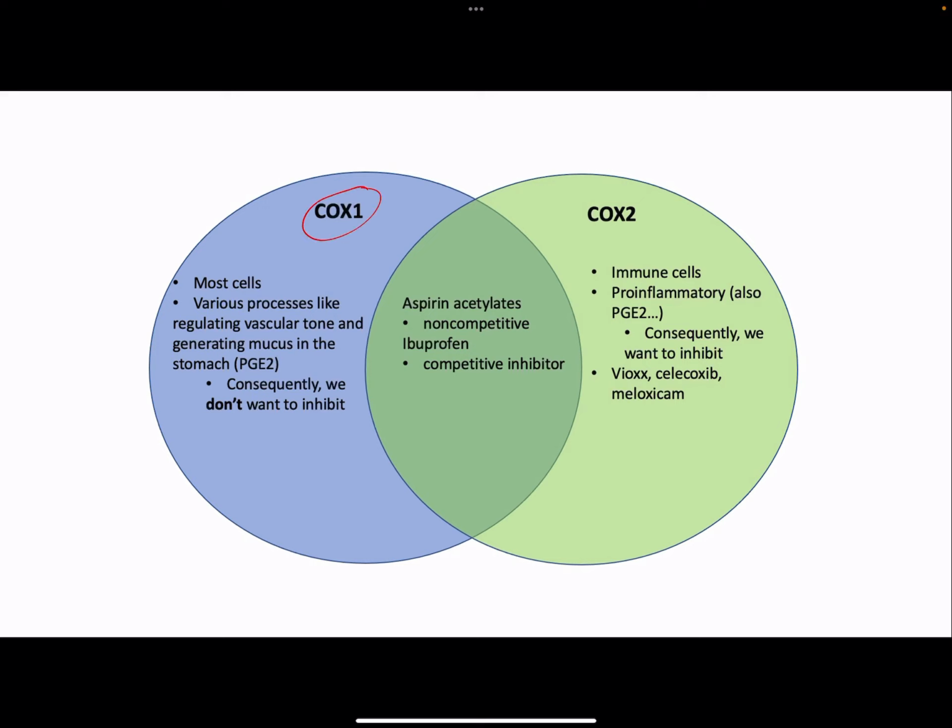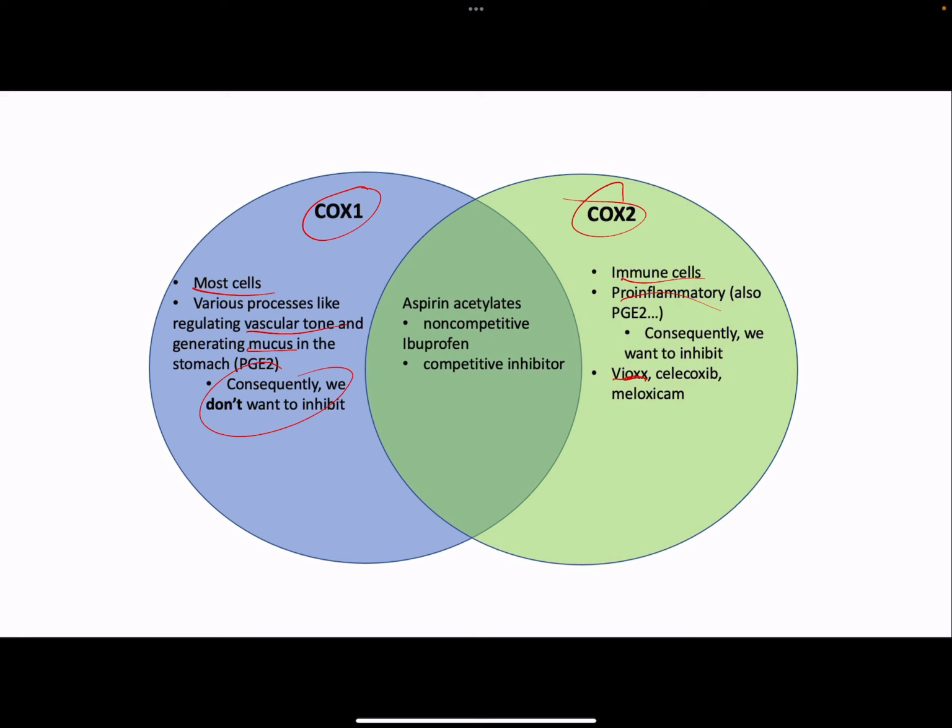So COX-1 is in most cells, and this is our friend. We like COX-1. It's things like vascular tone, vasoconstricting, vasodilating. Should we make mucus? Yes, I hope so. There's a bunch of things. It's good. We do not want to inhibit this. COX-2 is sometimes good, but sometimes you sprain your ankle and you don't want it to get too swollen and cause pain. So you want to ramp down on the inflammation there. This is in immune cells. It is pro-inflammatory, sometimes good, sometimes overdoes it. So we might want to inhibit it.